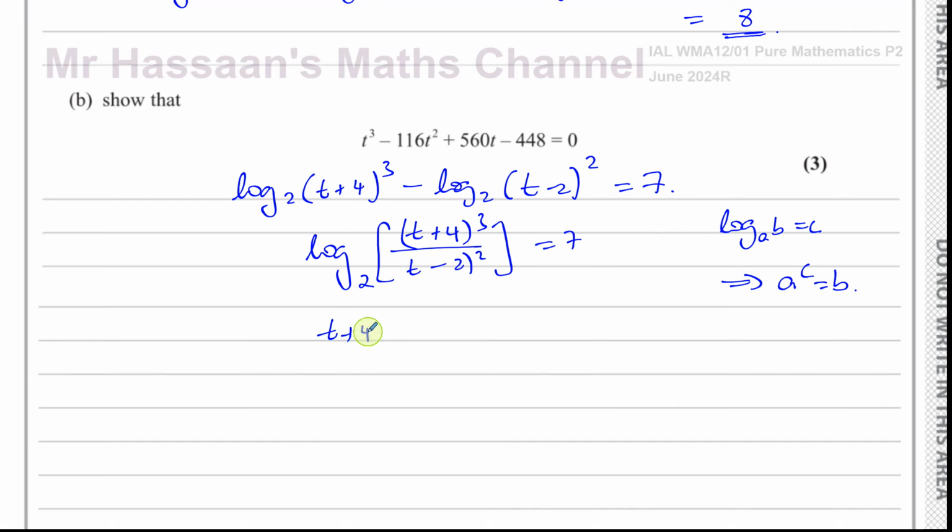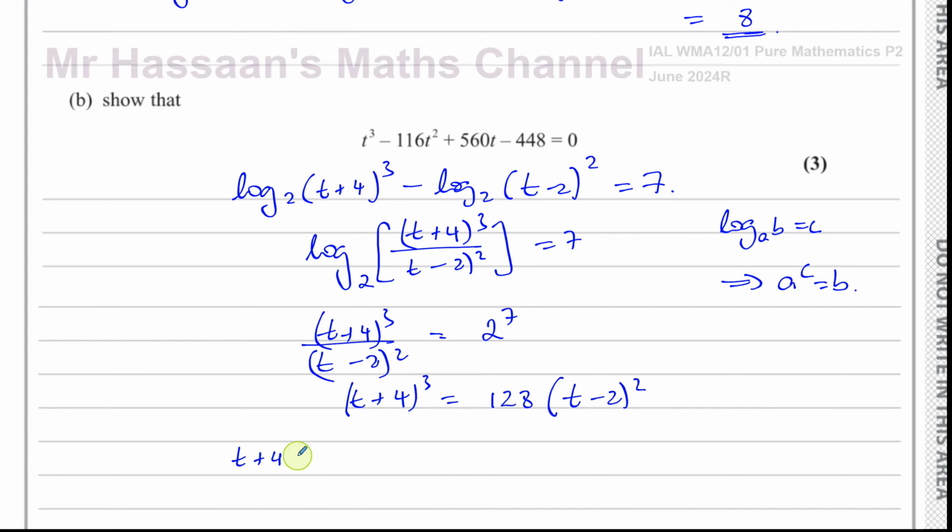So I have t plus 4 cubed over t minus 2 squared is equal to 2 to the power of 7. Now 2 to the power of 7 is 128. That's 128, and I can multiply that by t minus 2 squared. And here I've got t plus 4 cubed. Right, so I'm going to cube this. So I'm going to have t plus 4.